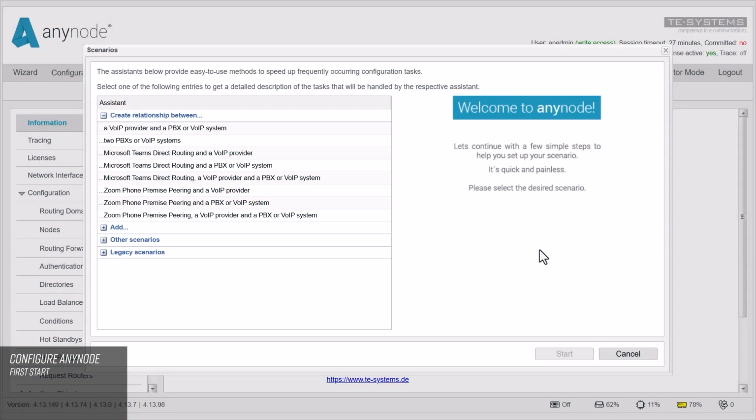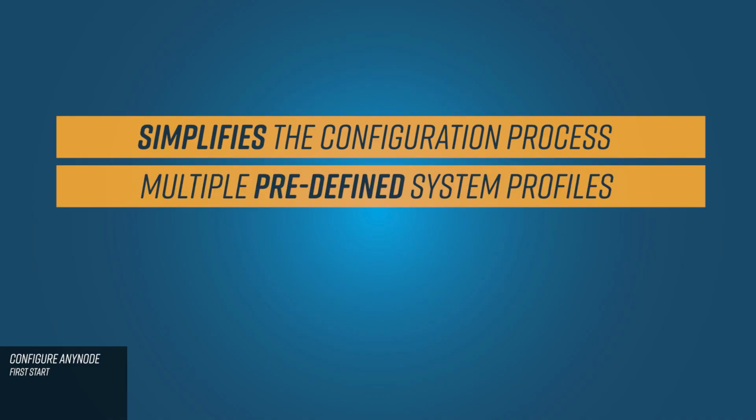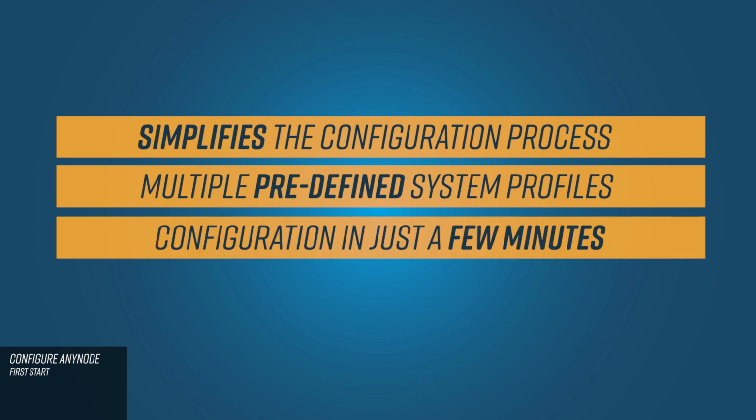When you launch Anynode's frontend for the first time after installation, you'll automatically be greeted by the Anynode wizard. The Anynode wizard provides a user-friendly interface that leads users through various configuration scenarios step by step. For example, we will establish a connection between XCAPI and a voice over IP provider, including complete routing. The Anynode wizard simplifies the configuration process by providing multiple predefined system profiles for voice over IP providers, PBXs, and other voice over IP systems. It handles the configuration work in just a few minutes.